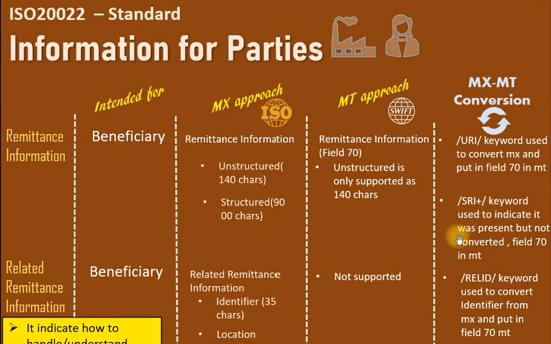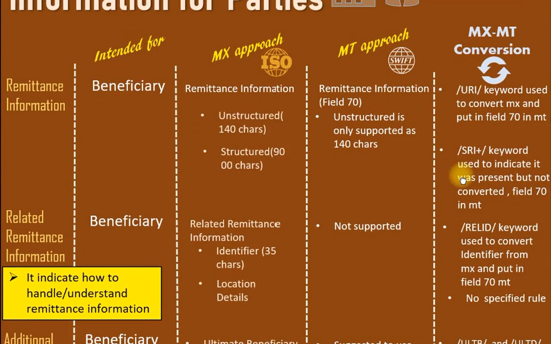Related remittance information is for the beneficiary as well, to understand how the remittance information is to be utilized. There are various parts of it. One is an identifier, which is typically 35 characters, and then there is a location detail. This is not in the MT, but in case you have to convert it, you have to use the RELID keyword, which is related remittance information ID. It can be put in the MT tag 70 field.